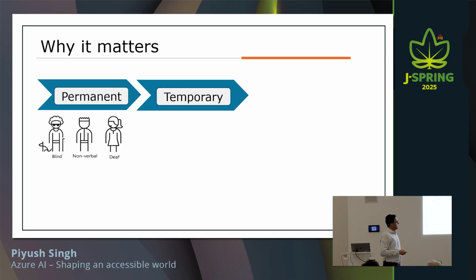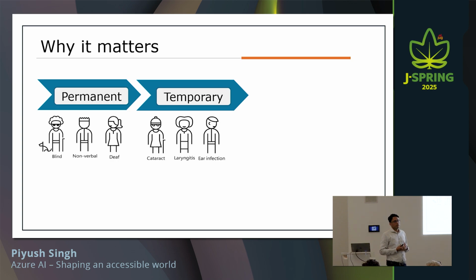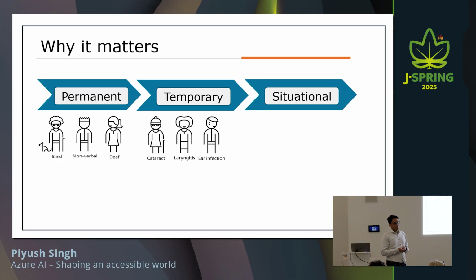But there are a couple of other categories as well, which are the temporary disabilities, temporary because of some sort of problem or issue. At that moment, you don't have that sense available to you. So if you have an ear infection, then you cannot hear properly, or you had some sort of eye operation, that limits your vision at that moment.